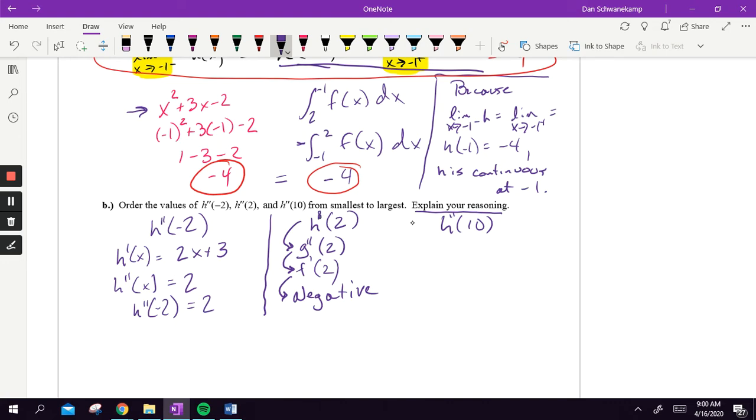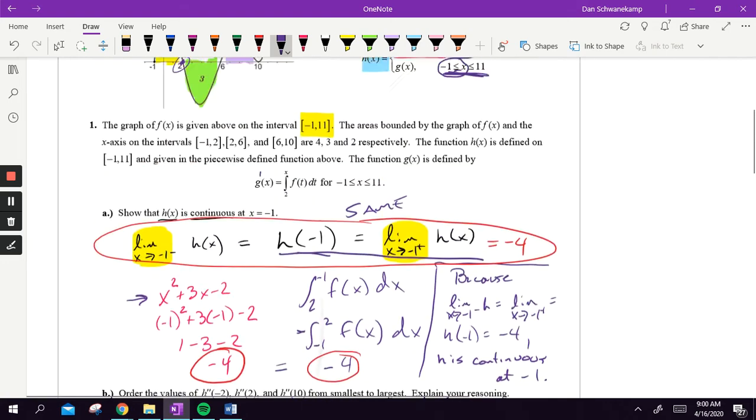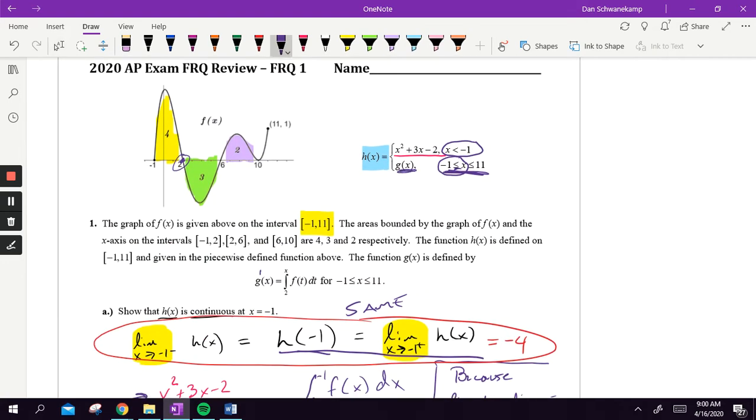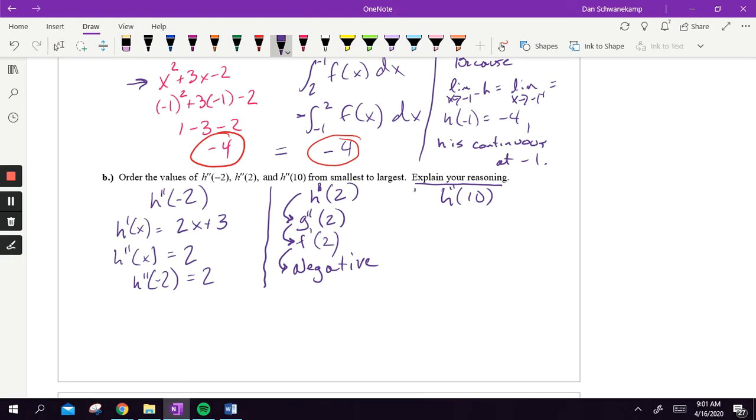Hey, we wanted H double prime at 2. Oh, because of that, we would be landing in this category. So we'd be looking at G. I want to find the second derivative. Well, G prime would just be F. And if I wanted G double prime, that would be F prime. And so basically, we just took the derivative twice of that function. All right, cool. So that's negative.